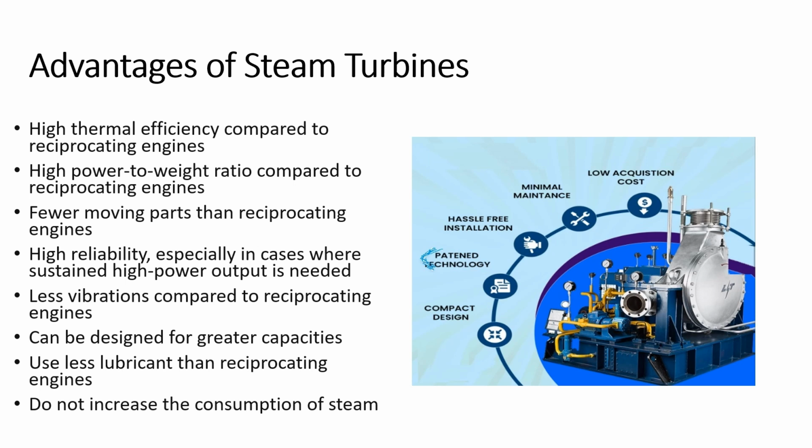A few among the advantages of steam turbines are: high thermal efficiency compared to reciprocating engines. High power-to-weight ratio compared to reciprocating engines. Fewer moving parts than reciprocating engines. High reliability, especially in cases where sustained high power output is needed. Less vibration compared to reciprocating engines. Can be designed for greater capacities. Use less lubricant than reciprocating engines. Do not increase the consumption of steam.